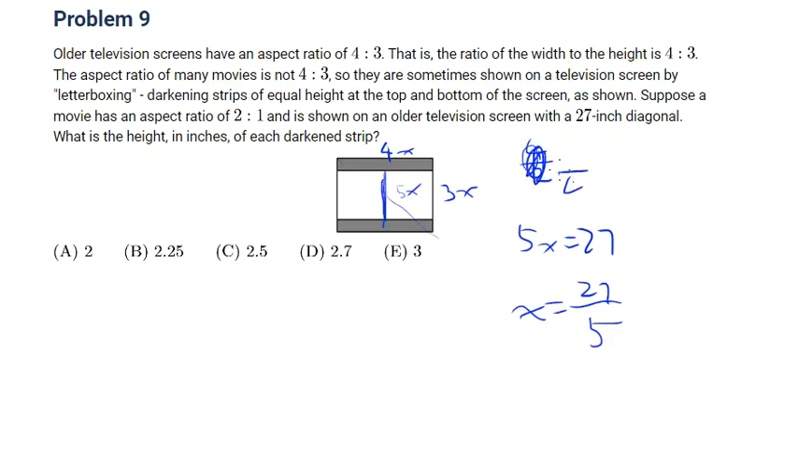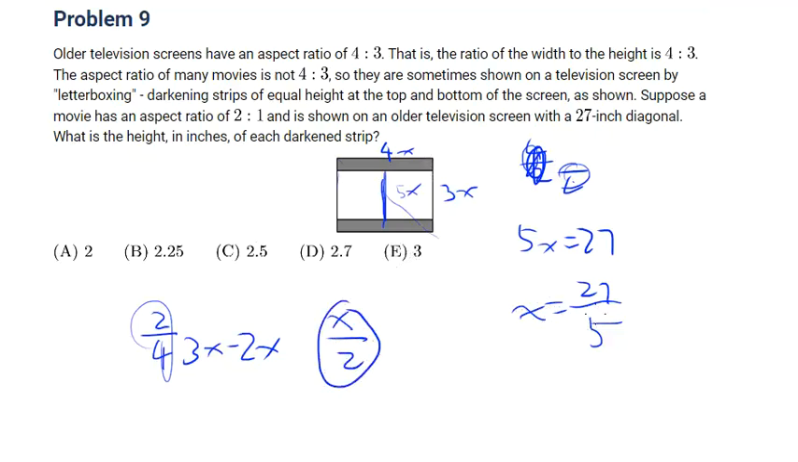Oh wait, this is half of 4x. This is going to be half of 4x, which is 2x. Now, this whole thing is 3x. So it's 3x minus 2x, which is just x. This plus this is x. So the height of each of these dark strips is half of x. Now we know x is 27 over 5. Half of x is going to be 27 over 10, which is 2.7, of course.